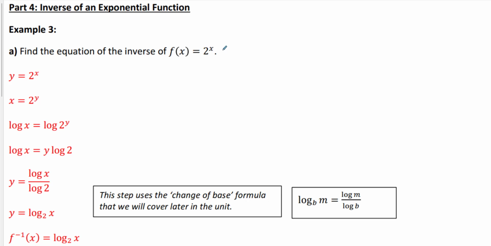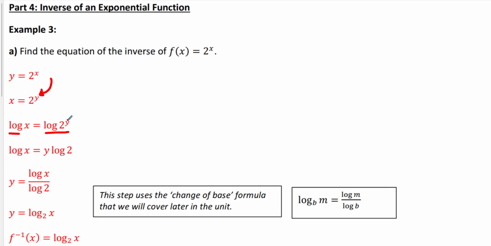Remember the steps? First we write y equals 2 to the power of x. Then we swap our x and y values. So x is equal to 2 to the power of y. Now, we need to isolate for y, but our y value is in the exponent. And we just learned a technique to deal with that, and that is to take the log of both sides. So I take log x is equal to log 2 to the power of y.